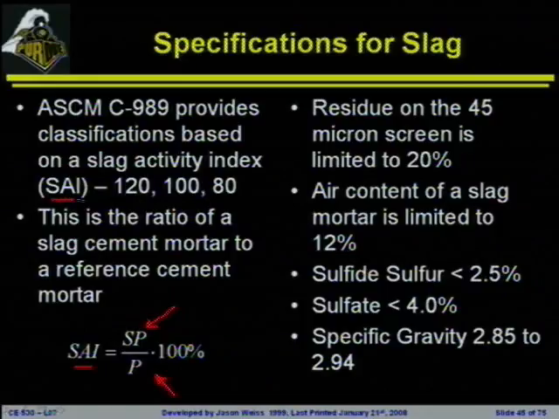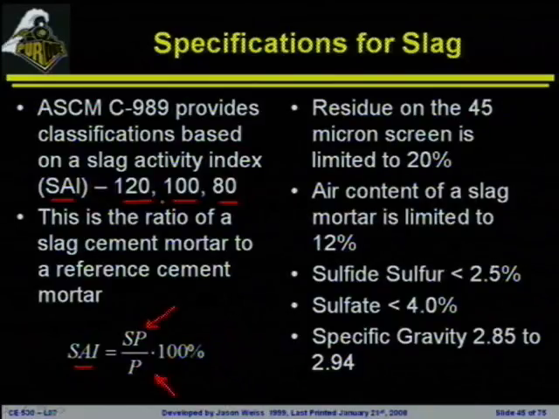A slag activity index of 100 means it's the same as an ordinary Portland cement. 80 means it's going to gain strength a little bit more slowly. 120 means it's going to gain strength more rapidly. These numbers will be typically relatively fixed in a particular market.